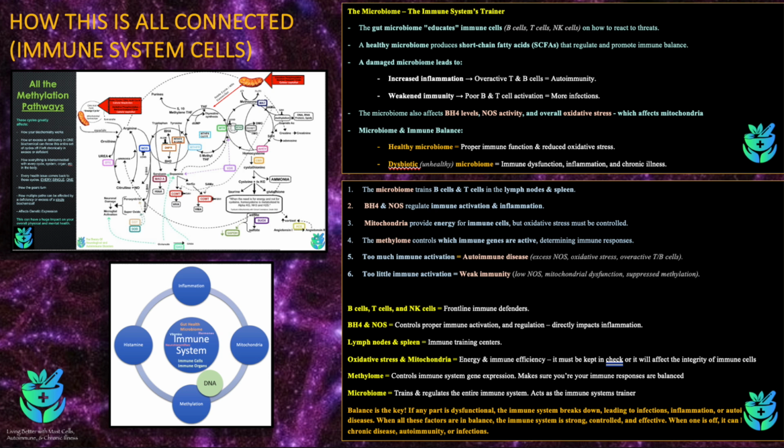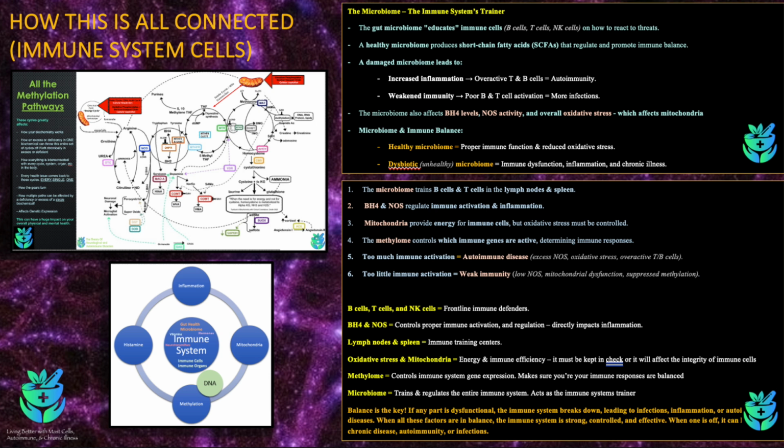A damaged microbiome leads to increased inflammation, which results in overactivation of T and B cells, and that results in autoimmunity. A damaged microbiome can also lead to weakened immunity, which results in poor B and T cell activation and more infections. The microbiome also affects BH4 levels, NOS activity, and the overall oxidative stress in your body, which affects mitochondria.